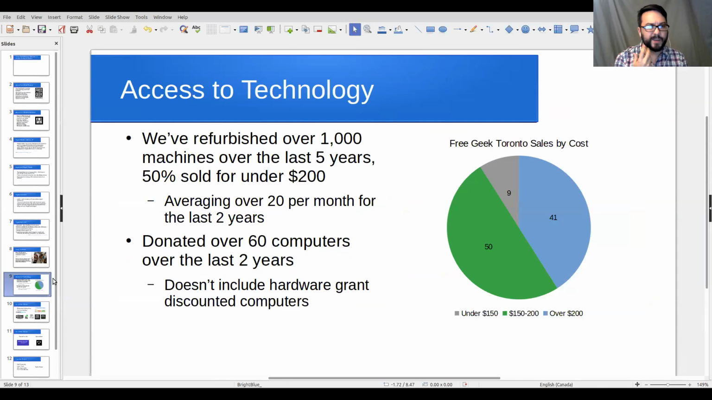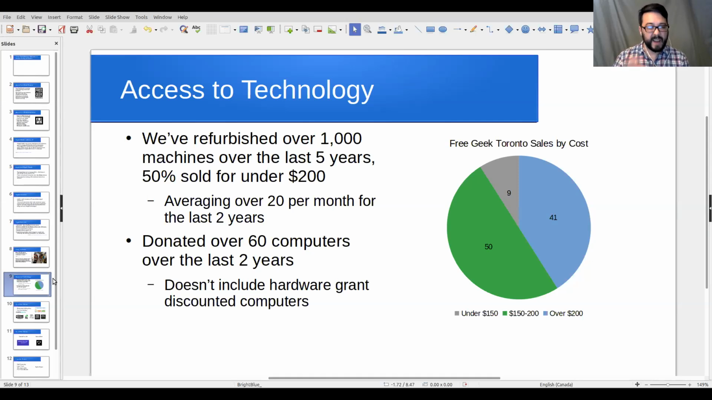We're talking about 1,000 computers refurbished over the last 5 years, but 50% of them sold for under $200, because that $200 benchmark, especially for a laptop, is affordable, it's usable, it's something that we can be sustainable with, but also is within the price range of a lot of people. And we try to donate as much as we can. So we've donated 60 computers over the last 2 years, but that's just pure donation. So it doesn't look like that much when you consider 1,000 to 2.